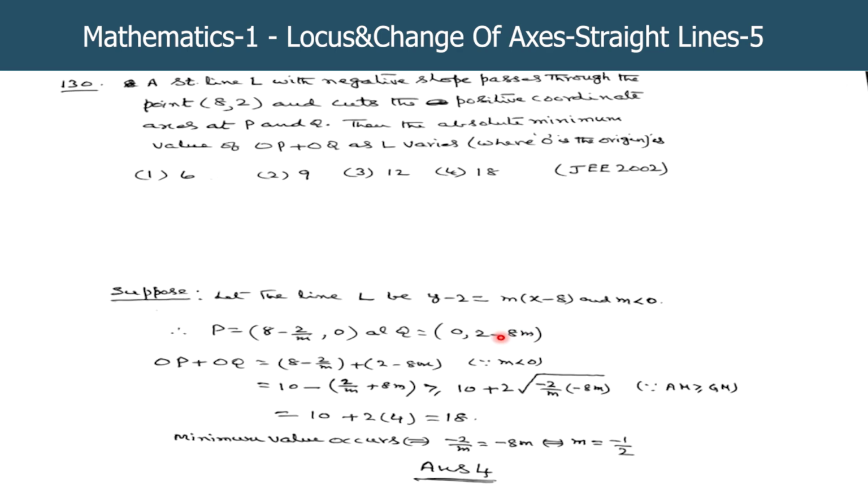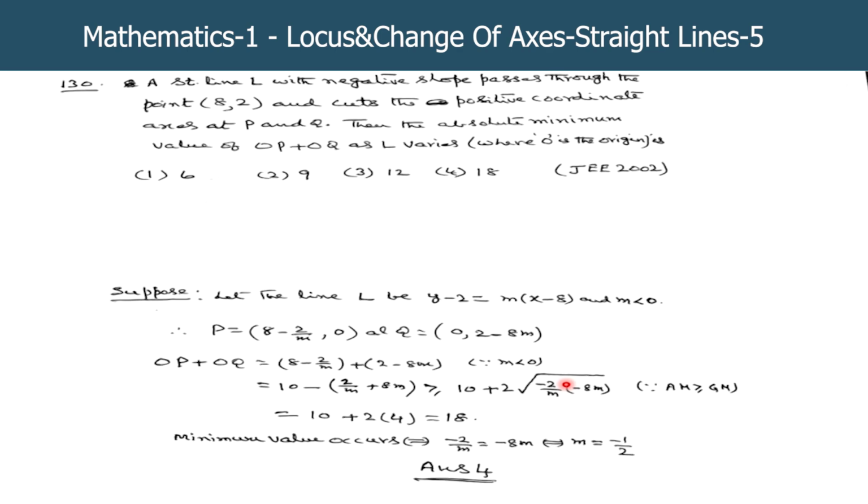Because m is negative, −2/m is positive and 2 − 8m is also positive. So OP = 8 − 2/m and OQ = 2 − 8m, because m is negative. So OP + OQ = 10 + (−2/m − 8m), and that is greater than or equal to 10 + 2√((−2/m)(−8m)), because you know that the arithmetic mean of positive numbers is greater than or equal to their geometric mean.